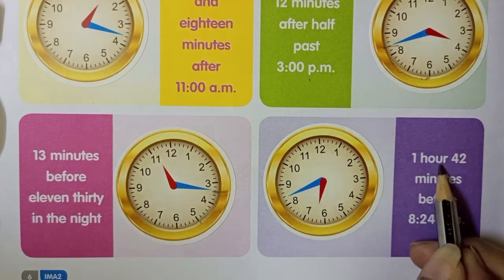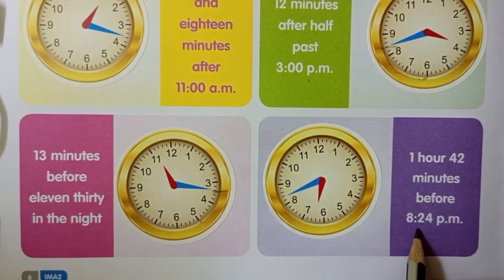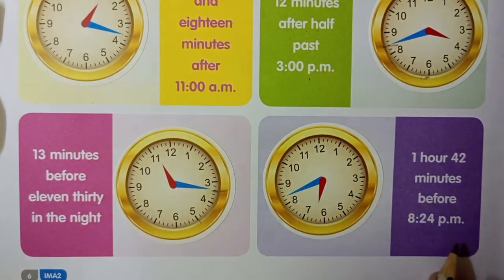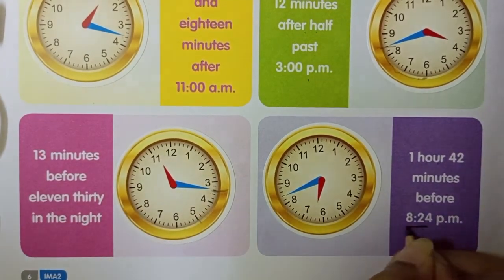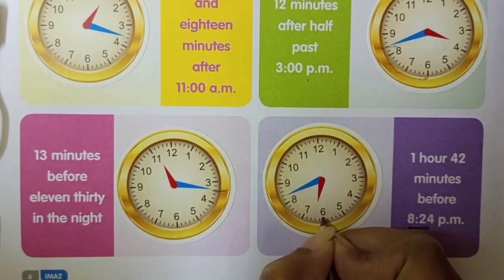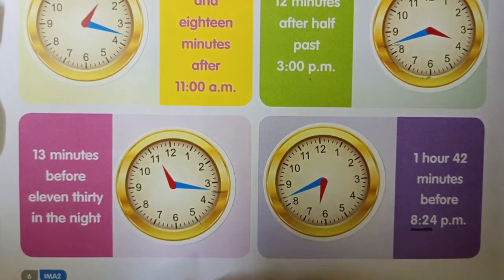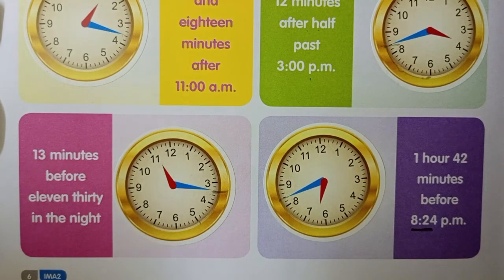Now see, 1 hour 42 minutes before 8 hours 24 minutes. 1 hour before 8 hours 24 minutes, and then 1 hour 42 minutes before. So the time is 6 hours 42 minutes.